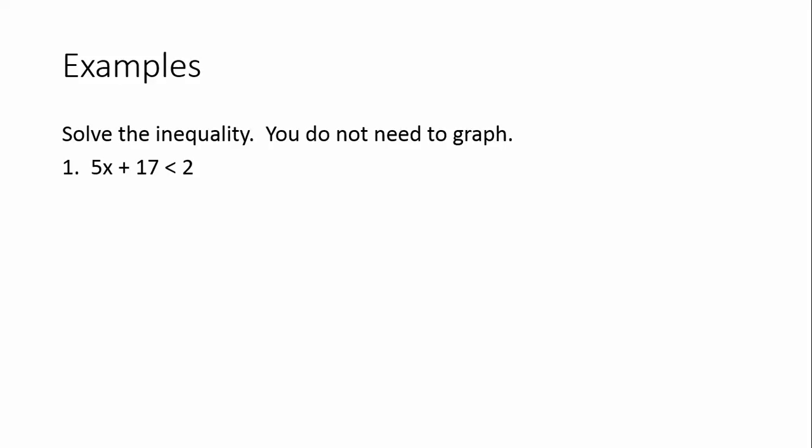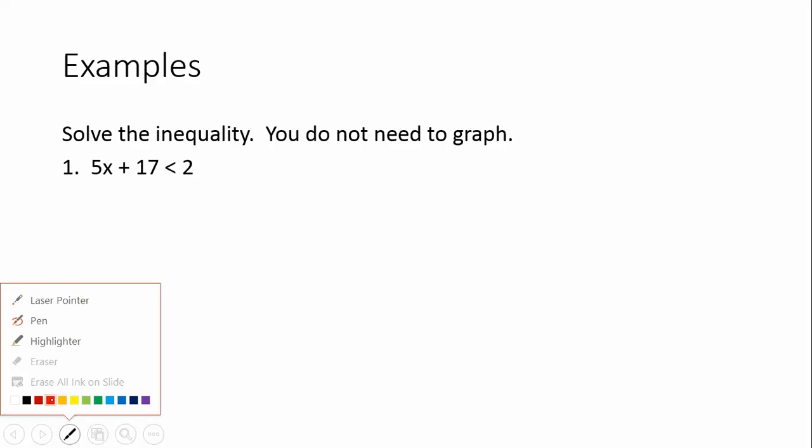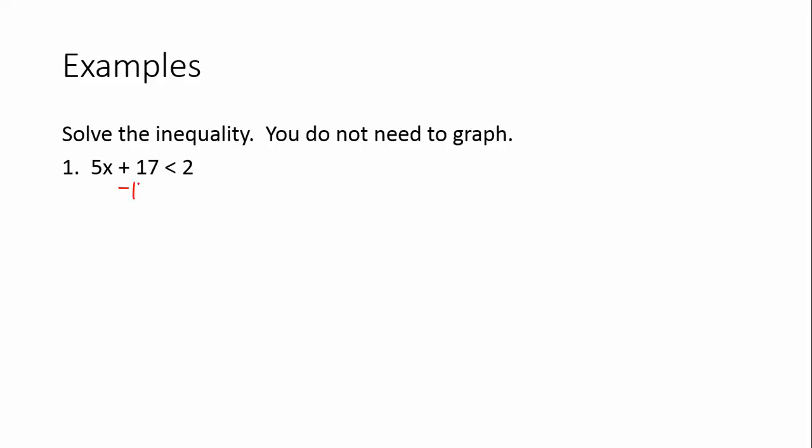We actually don't need to graph them. We've spent a few days graphing, so hopefully you know how to do that. So when we solve an inequality, it's just like solving an equation. So we want to subtract 17 to the other side. We get 5x is less than negative 15 to minus 17. Now we divide both sides by 5.